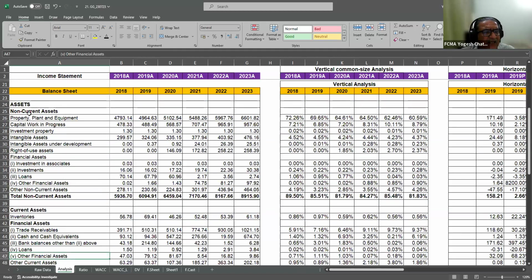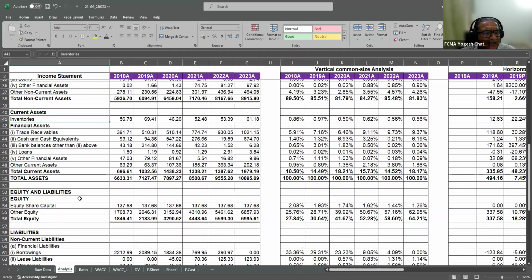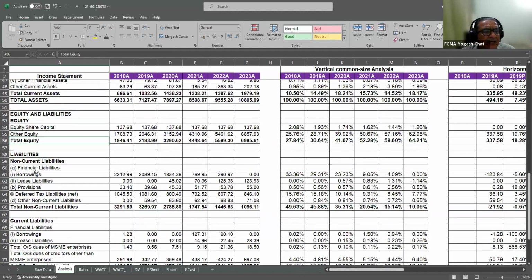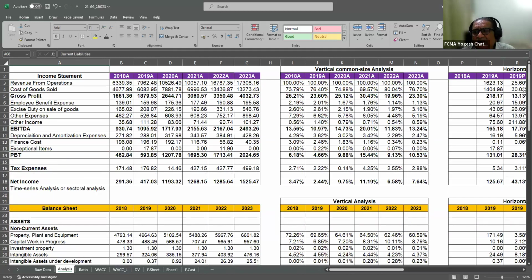So the asset side of the balance sheet comprises non-current asset and the current asset, and then equity and liability. That will have shareholders equity, non-current liability, and the current liability. So that is the format of the income statement and a balance sheet. Now we will start with the vertical common size analysis.